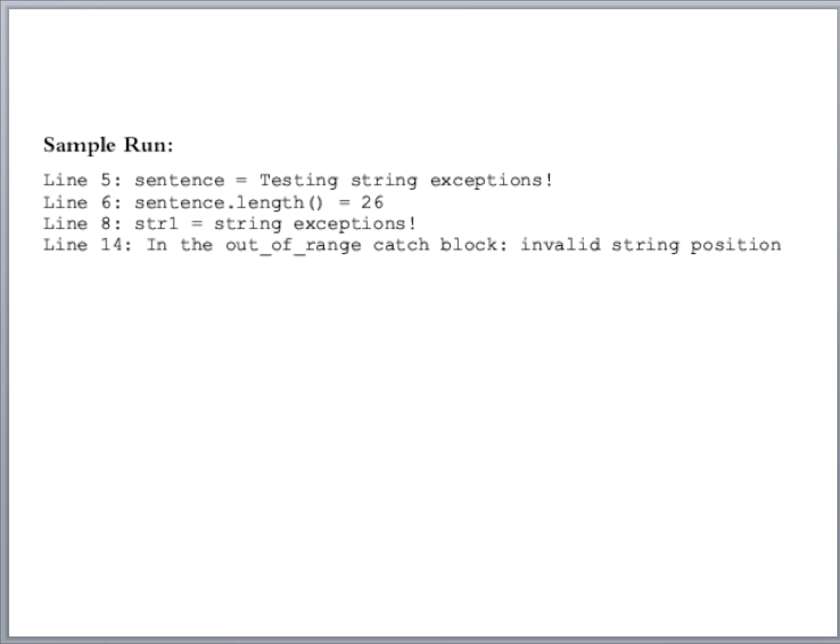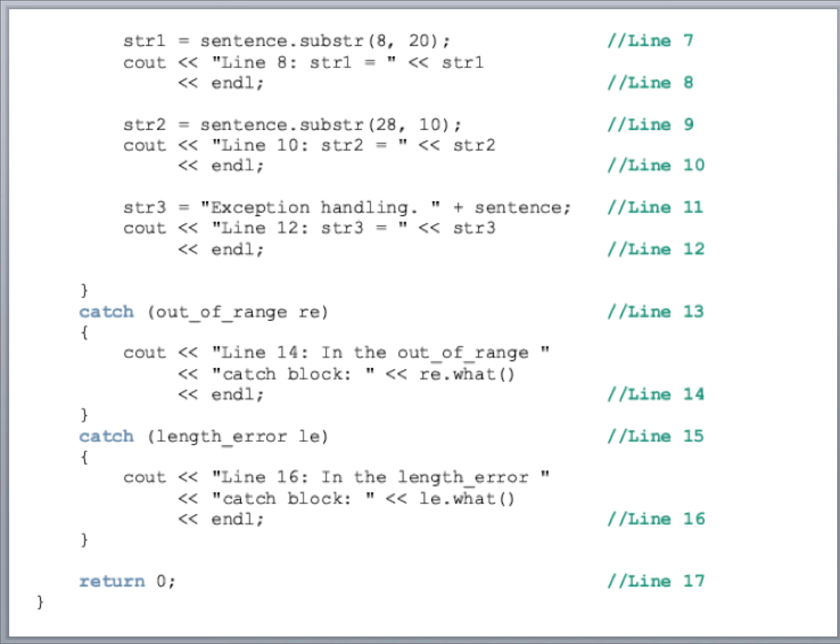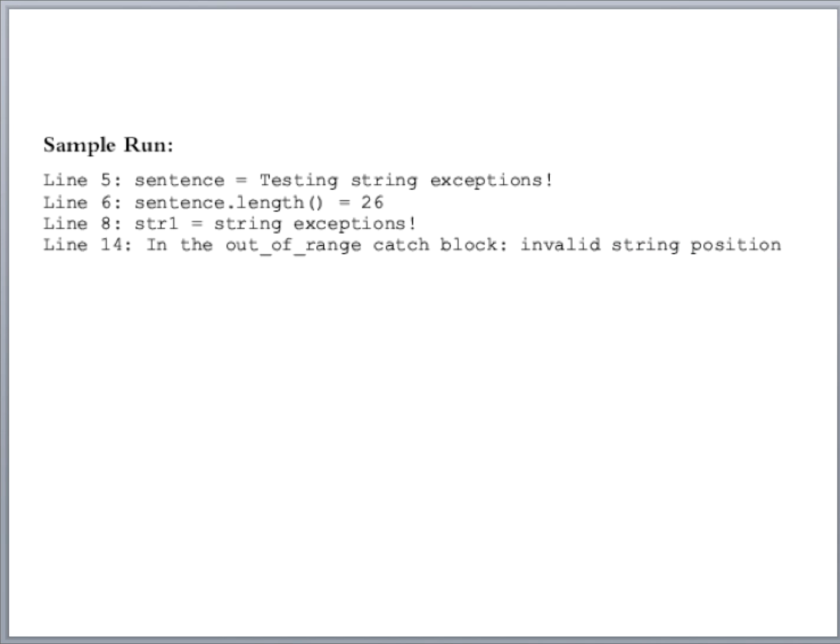So in the case of the output from this one, we get the length is 26, then we get an out of range block because if you look at line 9, we're trying to get a substring starting at value 28 or index 28, and there's only 26 values in this particular string, so we'd get that out of range error in this case, and that's what we see in the line 14 output.